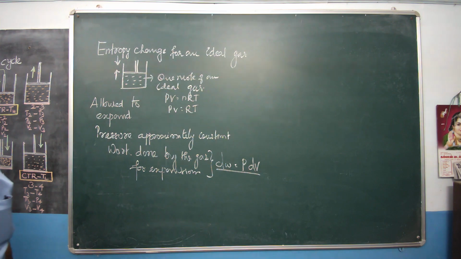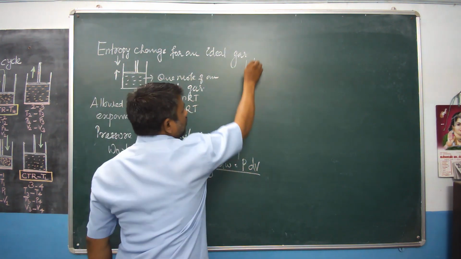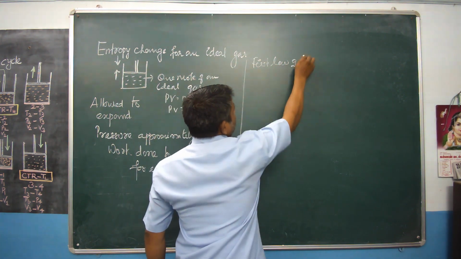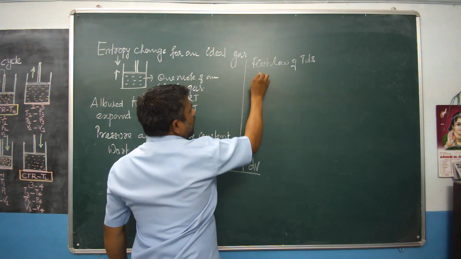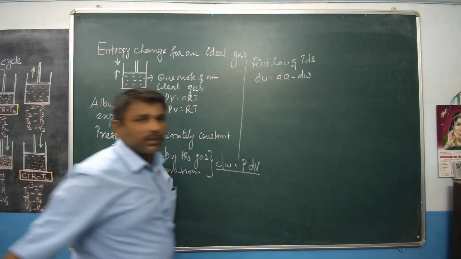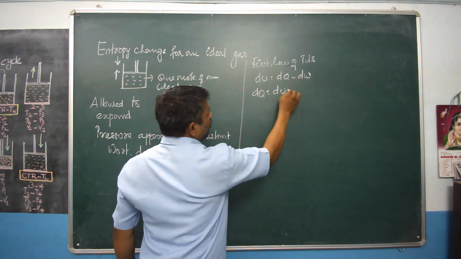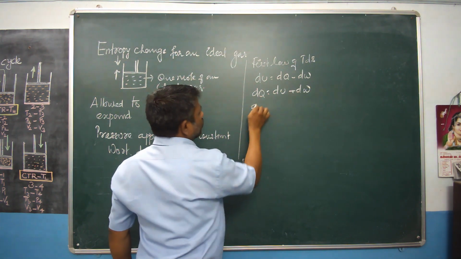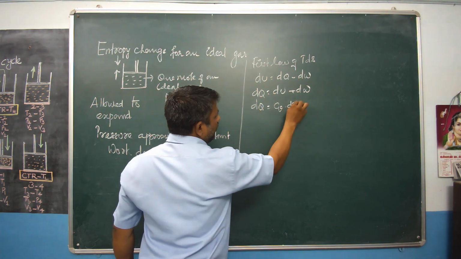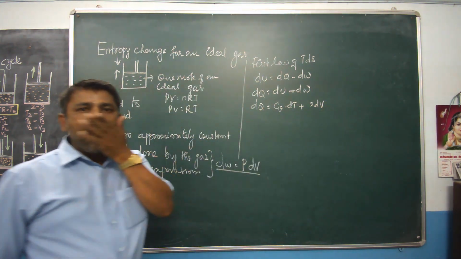Clear? P into dV. Now the first law of thermodynamics is dU is equal to dQ minus dW. I am going to rewrite this equation: dQ is equal to dU plus dW. So dQ is equal to, instead of dU, Cv into dT plus P into dV.